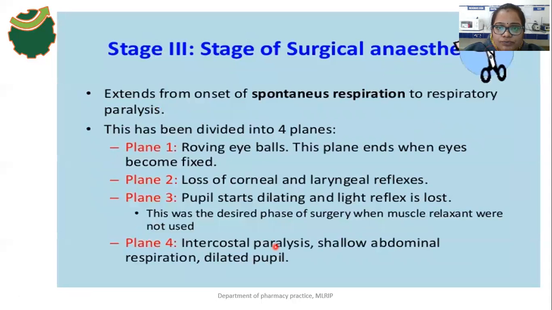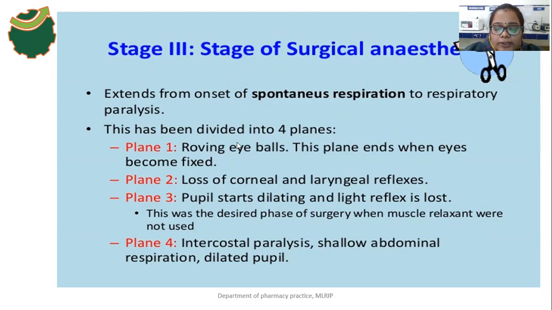Okay, and these are the pre-anesthetic medications. The next one is stage 4, sorry, stage 3. Stage 3 is the stage of surgical anesthesia. It extends from the onset of spontaneous respiration to respiratory paralysis. This period is known as the stage of surgical anesthesia. This stage 3 is divided into 4 planes. In plane 1, roving eyeballs are present, meaning what?